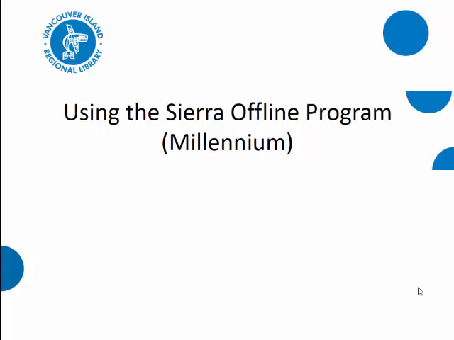Using the Sierra offline program, Millennium. Occasionally, the Sierra program will lose its connection to the server. This means that the Sierra program will not load on your workstation or freezes and eventually closes the program. This may also happen if you lose your connection to the internet. When this occurs, access the offline circulation program called Millennium or Sierra Offline from your desktop.